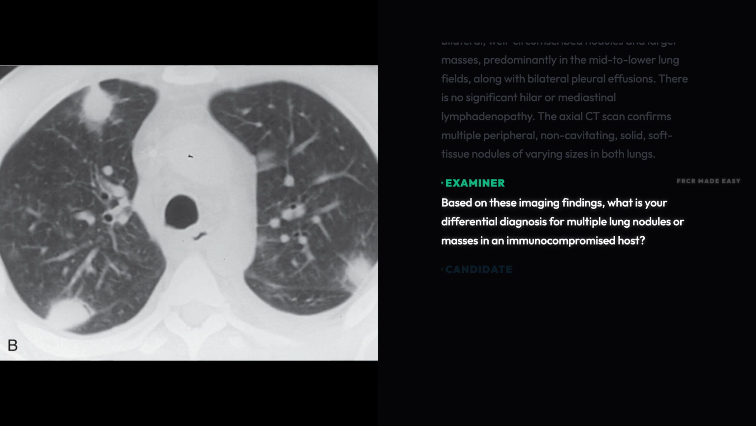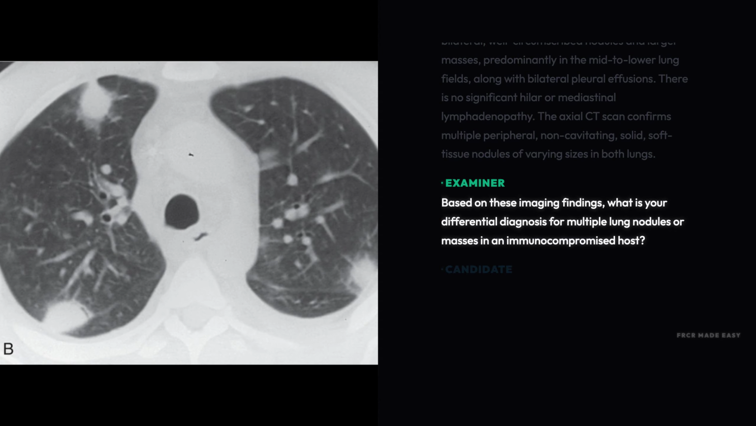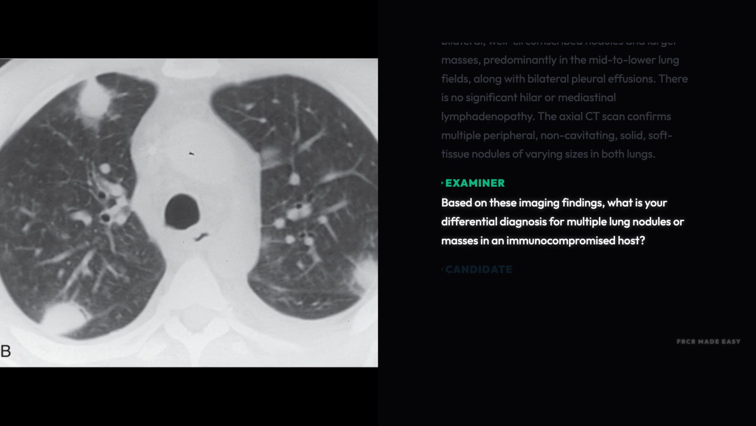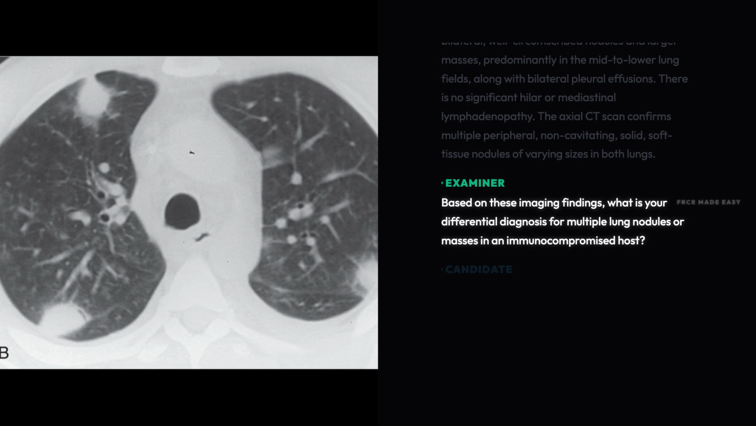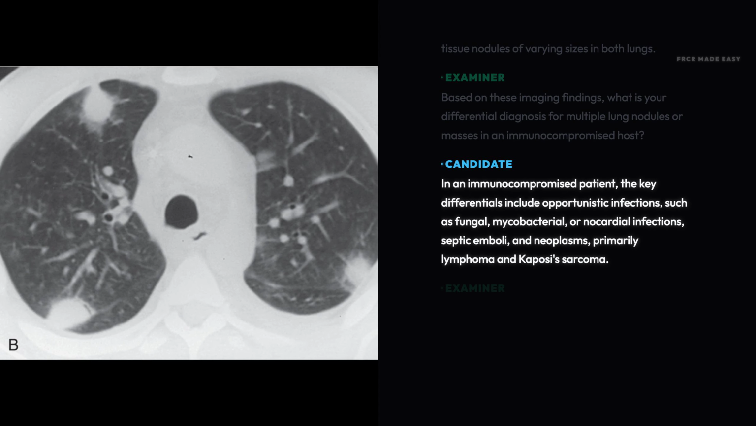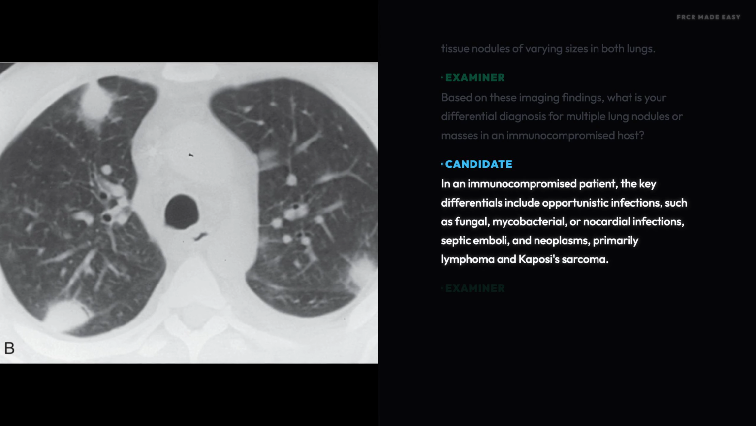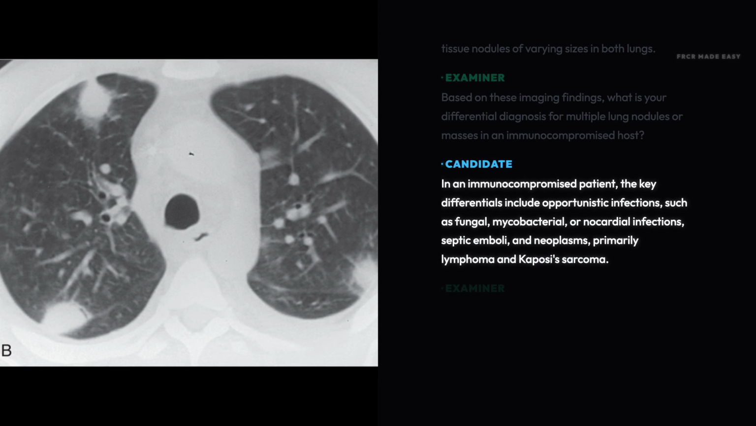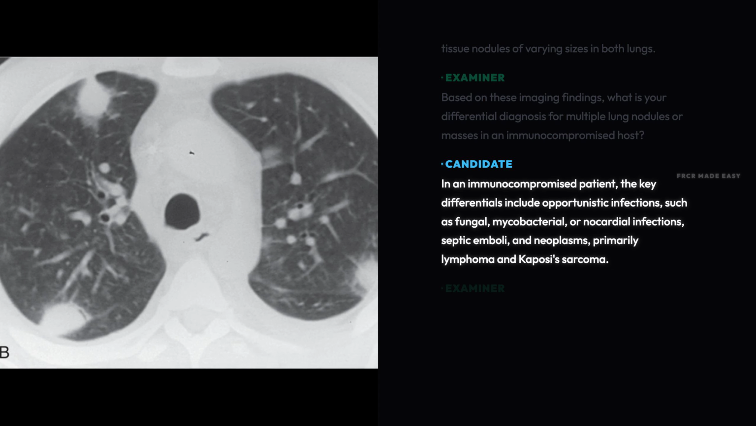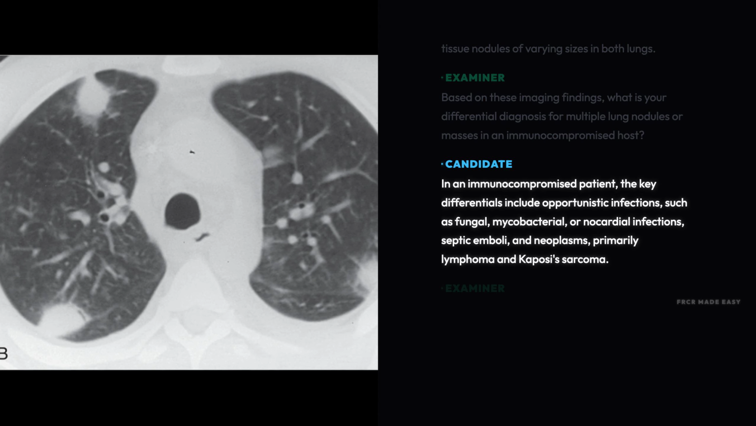Based on these imaging findings, what is your differential diagnosis for multiple lung nodules or masses in an immunocompromised host? In an immunocompromised patient, the key differentials include opportunistic infections, such as fungal, mycobacterial, or nocardial infections, septic emboli, and neoplasms, primarily lymphoma and Kaposi's sarcoma.